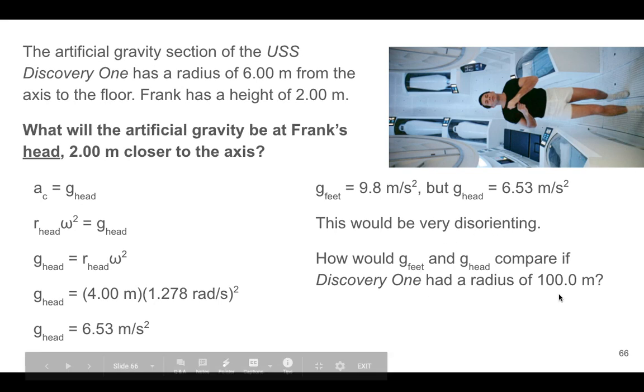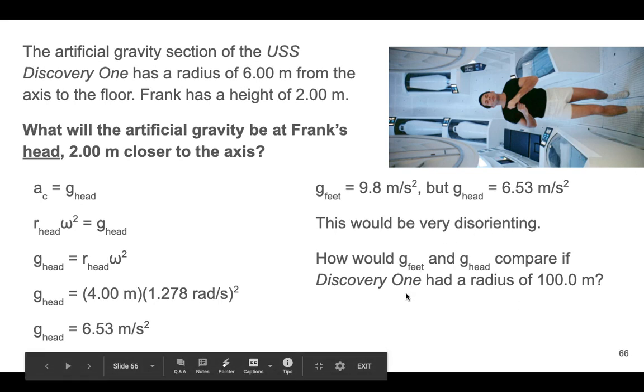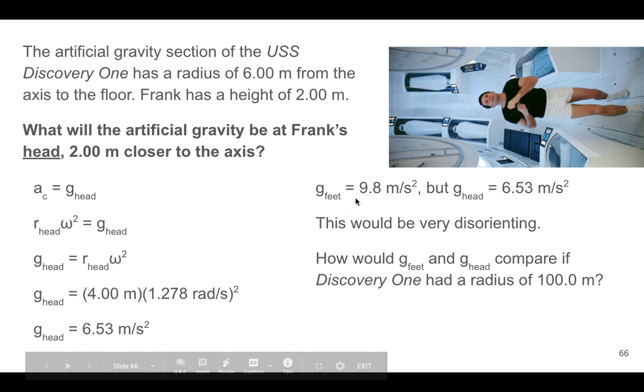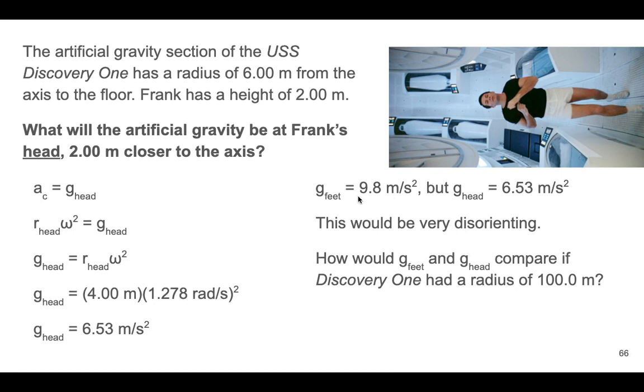So if you made the spaceship much bigger, a huge spaceship that had a 100-meter radius, then the difference between the distance from the axis to your feet and the axis to your head would still be 2 meters. So the first distance would be 100 meters. The other one would be 98 meters. If you do the math, the same kind of thing applies. You would still have stronger gravity at your feet than you do at your head when you're standing on the floor of this much larger spaceship. But the difference wouldn't be as big, so you could probably deal with it.